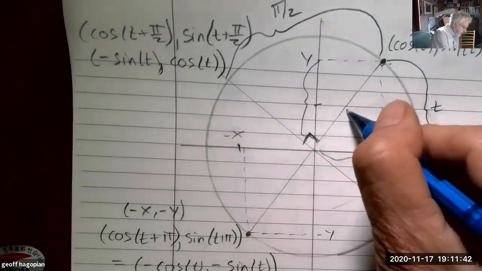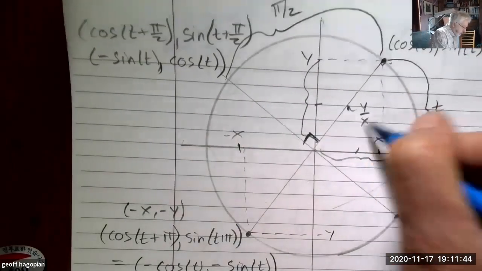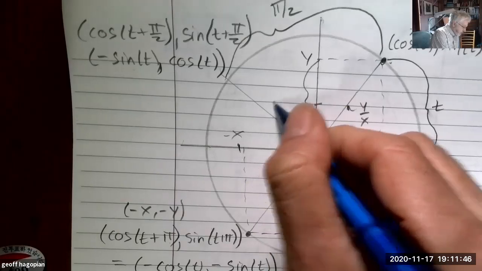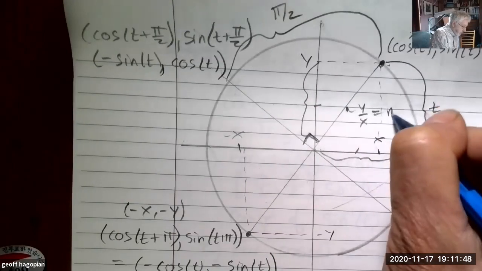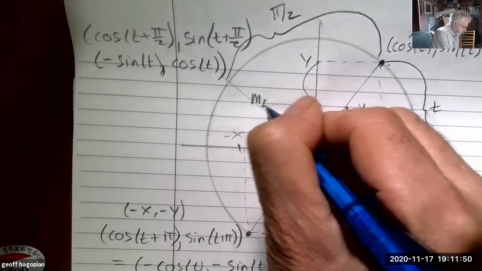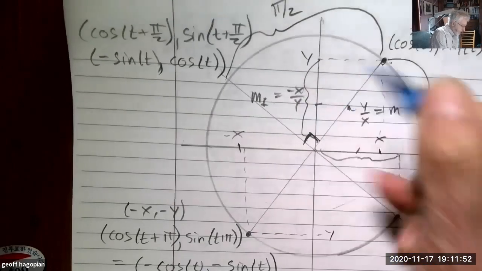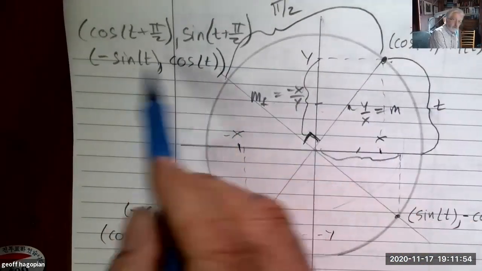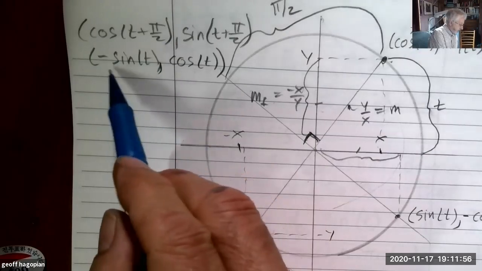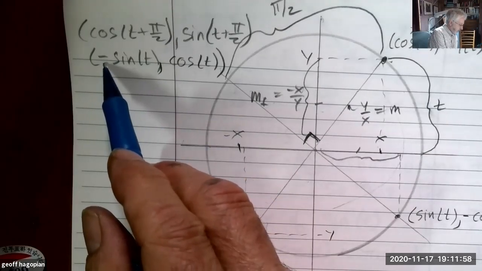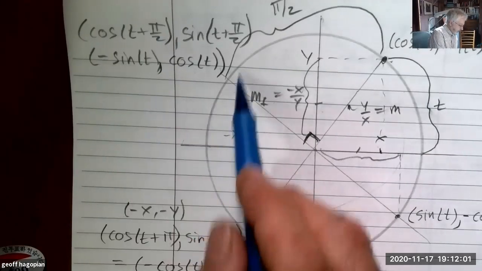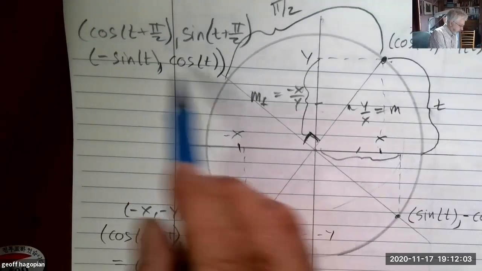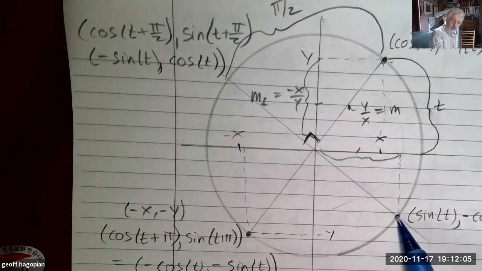So the slope of this line is y over x, right? It goes through the origin. So the slope of this line is the perpendicular slope, which is negative x over y. So you reverse the x and y coordinates and negate one of them. Which one? Well, if you're over here, then the x coordinate is negative, and so you negate that one. If you're over here, then the y coordinate is negative, and you negate the y coordinate instead, right?